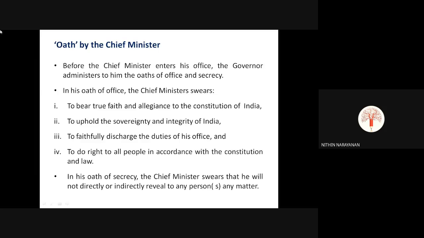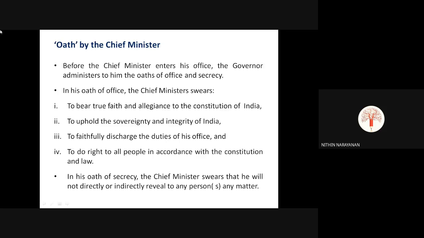So what is that secrecy? Oath of office and secrecy. In his oath of office, the chief minister swears to bear true faith and allegiance to the Constitution of India, to uphold the sovereignty and integrity of India, to faithfully discharge the duties of his office, and to do right to all people in accordance with the Constitution and law.